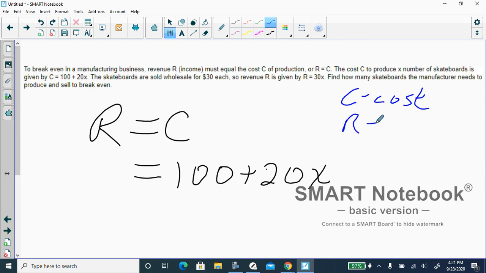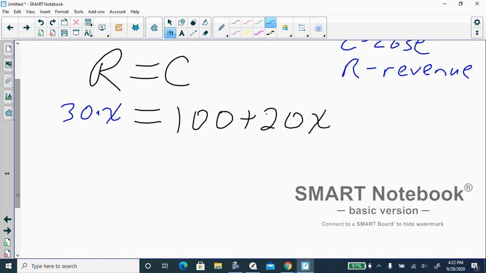Revenue is how much money you bring in. When people pay you, that's revenue. Each skateboard is sold for $30. So if we do $30 times how many skateboards we sell, that's how much money we bring in. Notice R is 30X. The break-even point is going to be when the amount of money brought in is the same as the cost we have. So we just solve this equation.